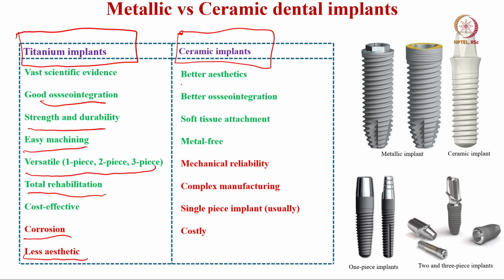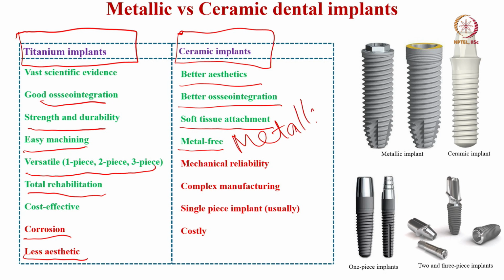Ceramic implants have better aesthetics, better osseointegration, and very good soft tissue attachment. There is no metallosis. In titanium implants for longer term use, in some clinical cases people have reported evidence of metallosis, whereas ceramic implants are metal free. Mechanical reliability, complex manufacturing, single piece dental implants that must be used usually, and also cost. I have put a star mark just to show these can often be challenges in taking ceramic implants to clinics to a very significant extent, right.